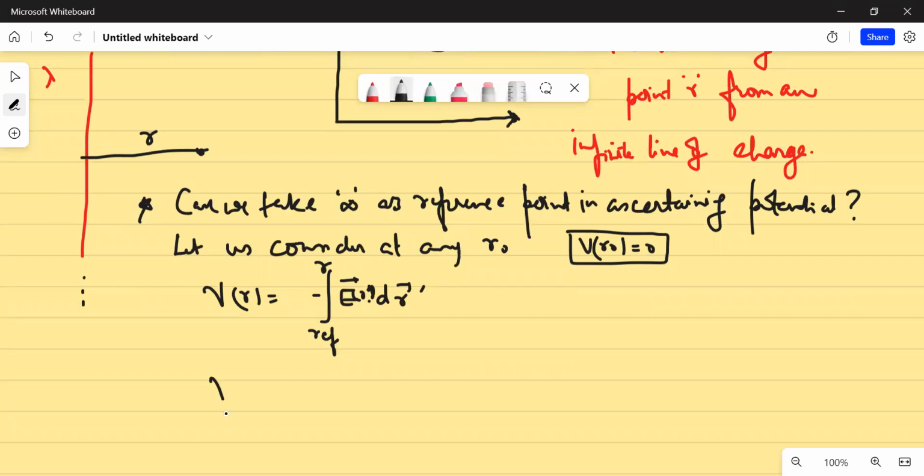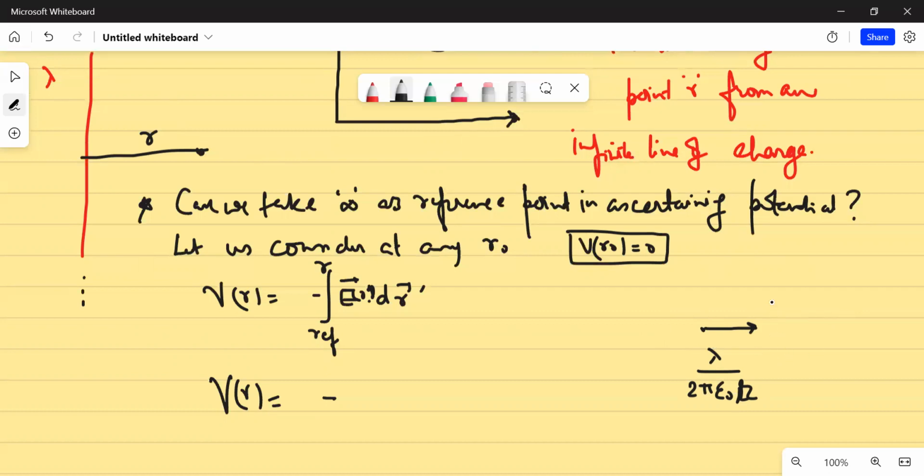So potential as a function of r can be written as minus. Now again, you see, the electric field would be in this direction. And if you remember, this is lambda upon 2 pi epsilon naught r. This is the result, which one can get from Gauss law also and otherwise also. So lambda upon 2 pi epsilon naught r.